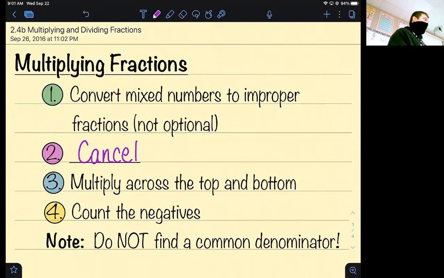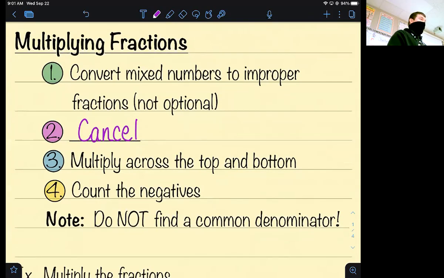When you multiply fractions, you multiply across the top and the bottom, and we're going to count the negatives. In fact, we could even do that first if we wanted to. Just don't forget to do it. Make sure you have the positive or negative answer.